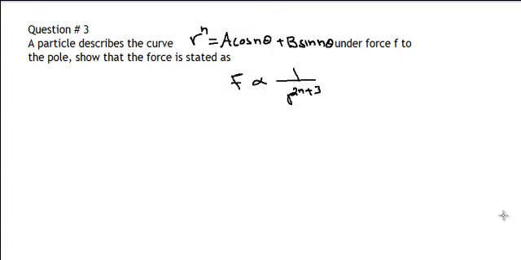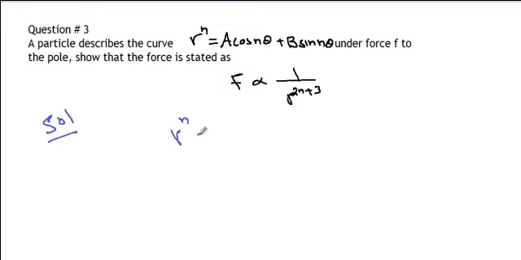A particle describes the curve r^n = a cos nθ + b sin nθ under a force F to the pole. We have to show that the force is proportional to 1 over r^(2n+3). So let's solve this question.